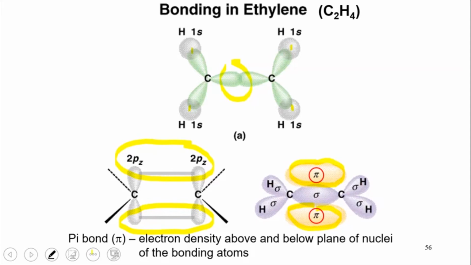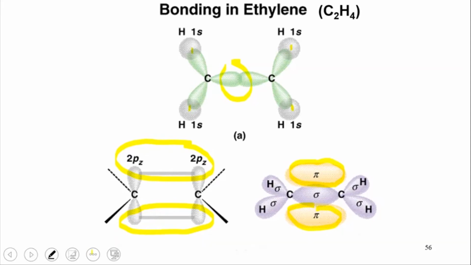So in essence, what we're saying is that when you have a double bond, you have a sigma bond, a pair of electrons held right between the atoms, and a pi bond, in other words, a pair of electrons being held in the regions above and below that axis between the two atoms.